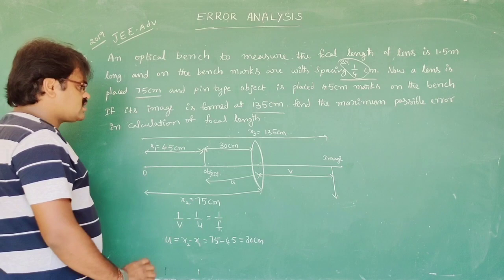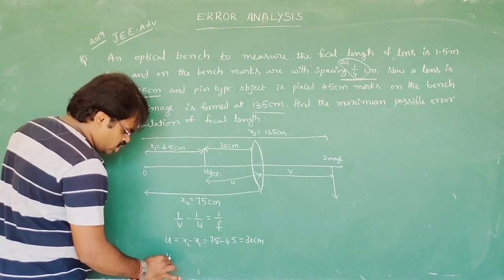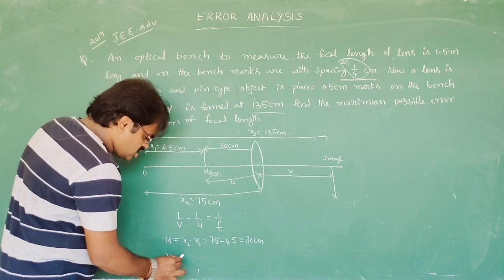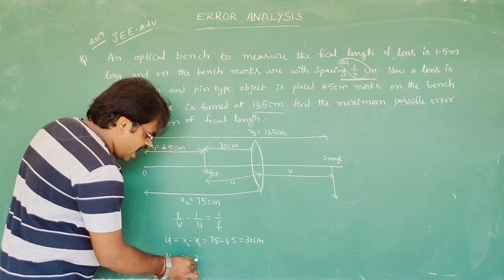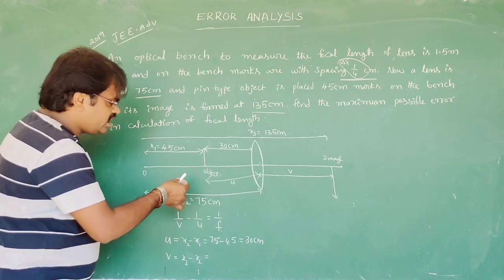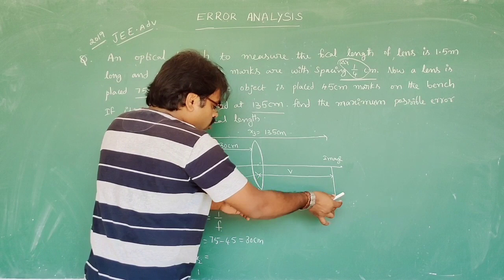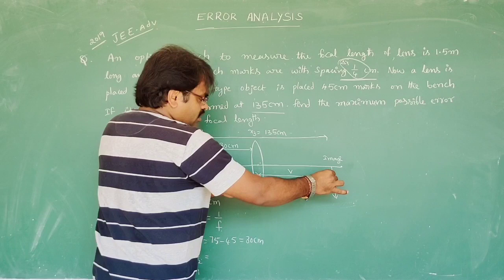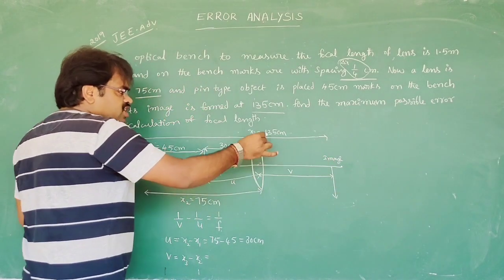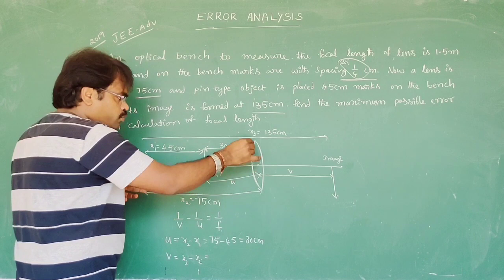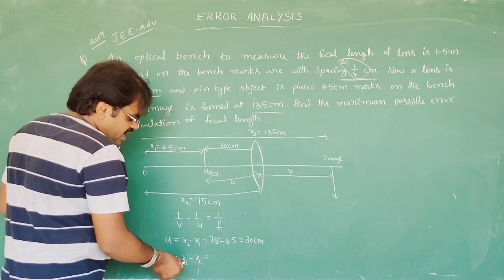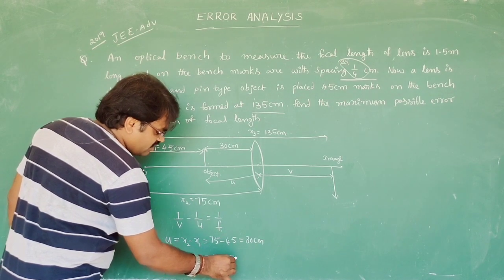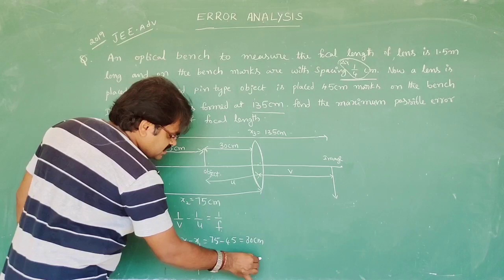Now the image distance. V is equal to x3 minus x2. We want the distance from the pole of the lens to the image. The position of the image is 135 centimeter, and we subtract the position of the lens. x3 minus x2 is 135 minus 75, which gives 60 centimeter.